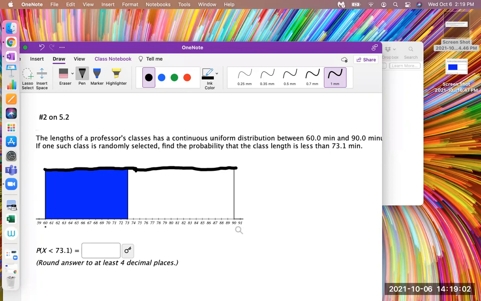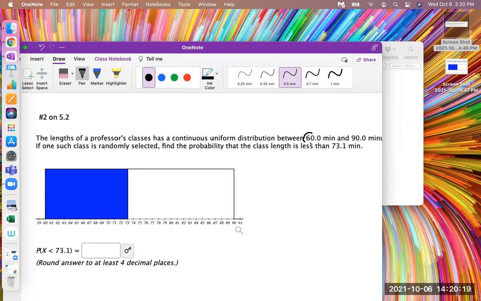So they shaded here, this is a visual image of the probability. They've shown you a visual picture of what they're asking for here. They said, find the probability the class length is less than 73 minutes.